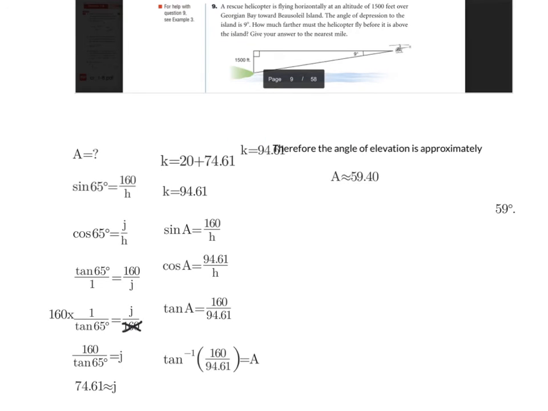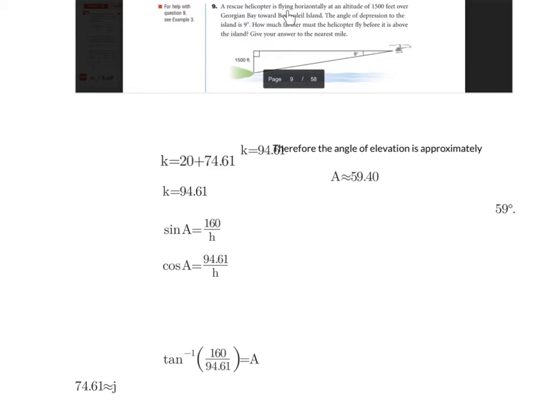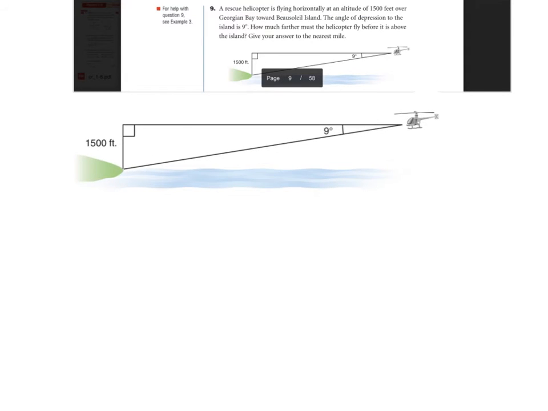All right, let's move on to question number 9. A rescue helicopter is flying horizontally at an altitude of 1,500 feet over Georgian Bay towards Beausoleil Island. The angle of depression to the island is 9 degrees. How much farther must a helicopter fly before it is above the island? Give your answer to the nearest mile.